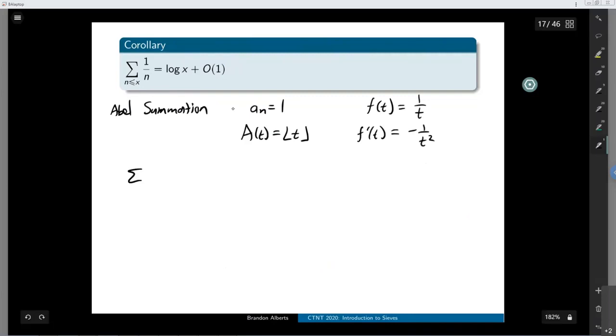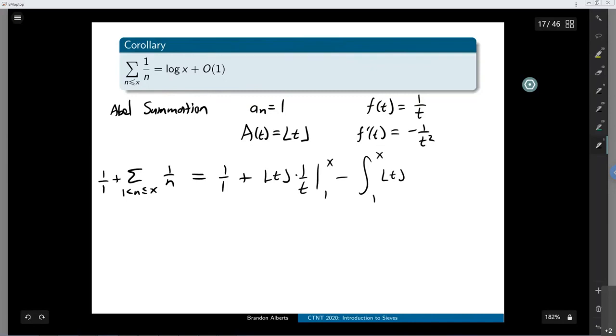So what I'll do, I'll take the harmonic series. I'll pull off the first term so I can get this lower bound to look like what we expect it to look like. So then our formula will have the first term still hanging around. Capital A of t, which is the floor function of t, times f of t from 1 to x, minus the integral from 1 to x of capital A of t times f prime of t.